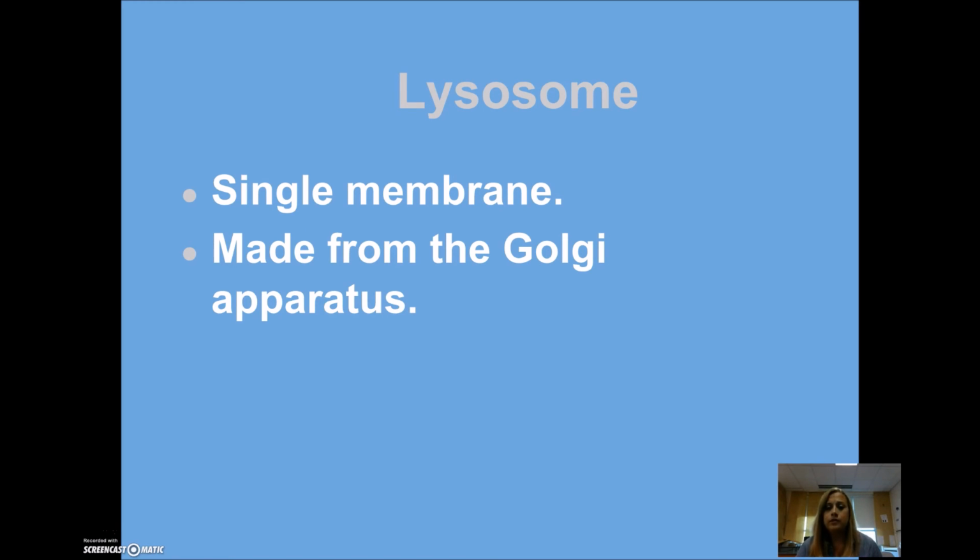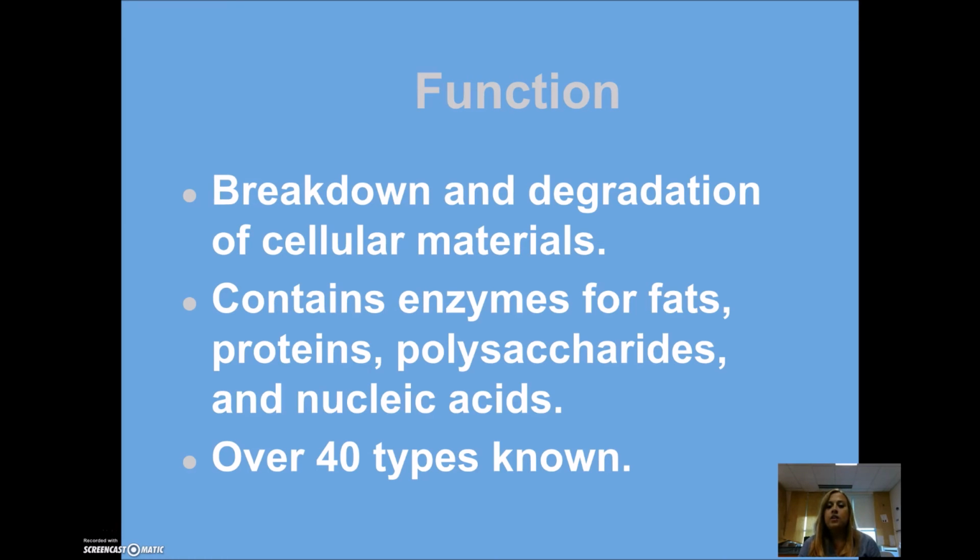Now, for whatever reason, the lysosome is my favorite organelle. The lysosome is composed of a single membrane. It is made from the Golgi body, or the Golgi apparatus. It's really important because it helps to break down or degrade cellular materials that are no longer needed. These are little sacs that contain lots of different types of enzymes. We have over 40 types that are known, and they contain enzymes for fats, polysaccharides, proteins, and nucleic acids. So they are like the cleanup crew of the cell.